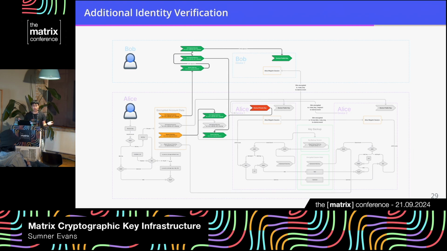If, for example, their home server went rogue and signed in a malicious device, or they lost their password and somebody logged in, they wouldn't be able to sign the device still, because that requires doing that QR code dance or emoji dance with the other device. So if the device is not signed, then we'll know that they've been compromised in some manner.